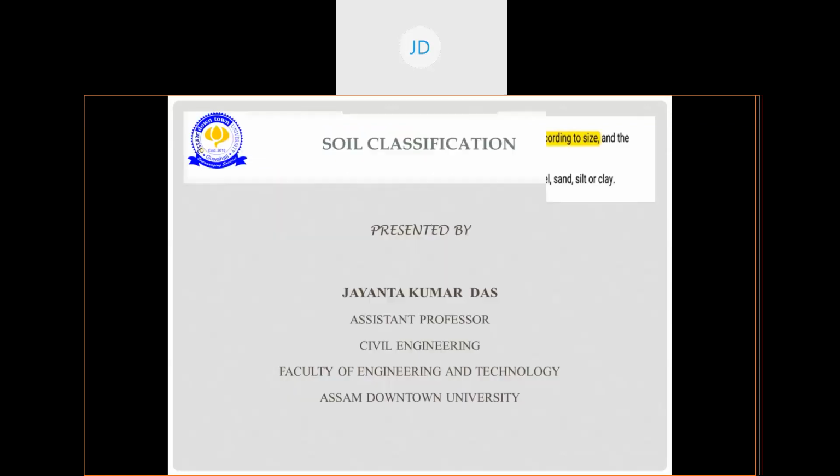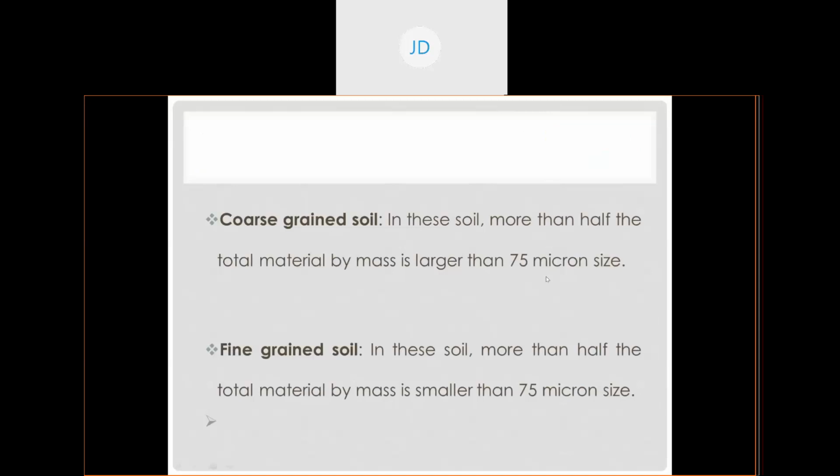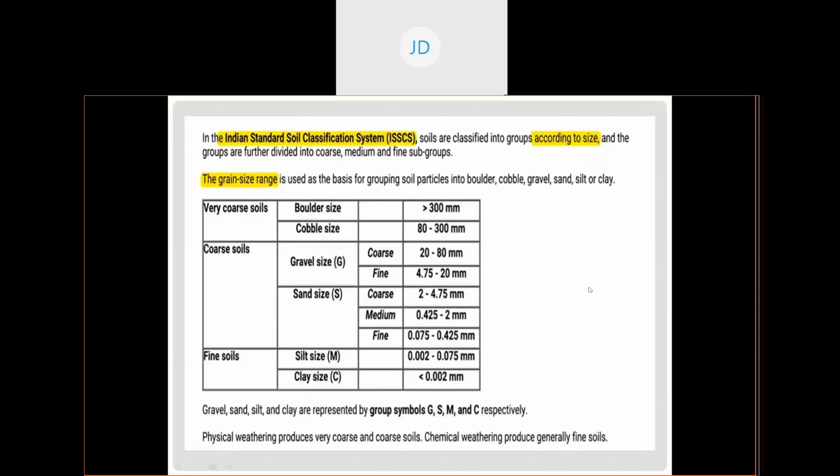It will come from this definition. Now, suppose you have taken 1 kg of soil, that is 1000 gram of soil. Out of this 1000 gram, if more than 50% of the total soil sample is finer than or smaller than 75 micron or 0.075 millimeter, that means if the majority of soil sizes are smaller than 0.075 millimeter, that type of soil will be known as fine grained soil.